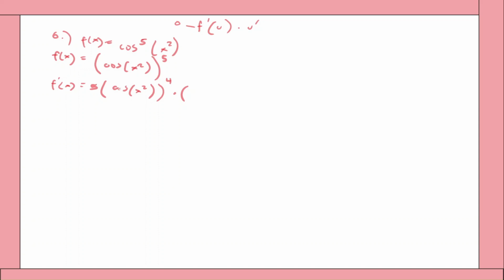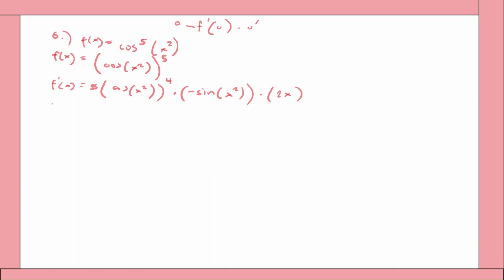the derivative of the trig. Cosine's derivative we know is negative sine, so negative sine of x squared. And then we're going to multiply that by the derivative of the actual angle. So x squared's derivative we know is 2x. We move the 2 down, decrease the power by 1, so it's 2x. And this is our answer.